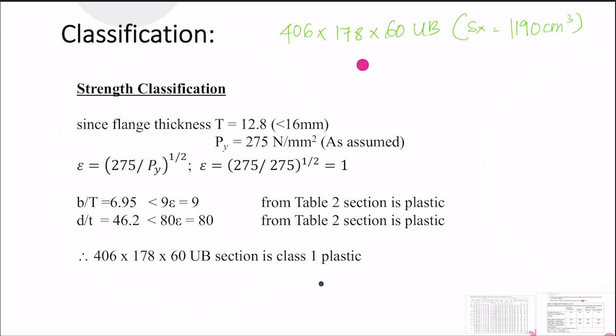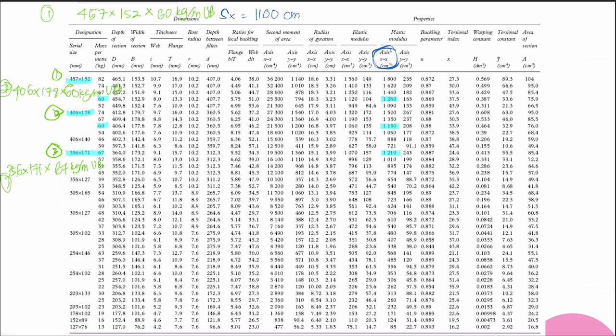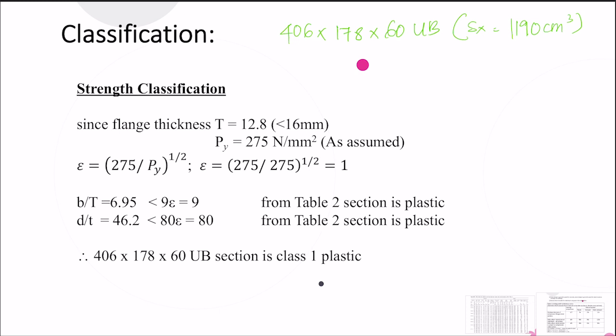So we will refer to the table. Okay, which is this one, we take the section 406 by 178, this one. So we will highlight first what is actually the value of T. So T is 12.8 for that particular section. So 12.8 we're going to refer here, okay. So 12.8 is less than 16 mm. Means that our assumption of 275 is correct. No problem. So the steel strength is actually 275.